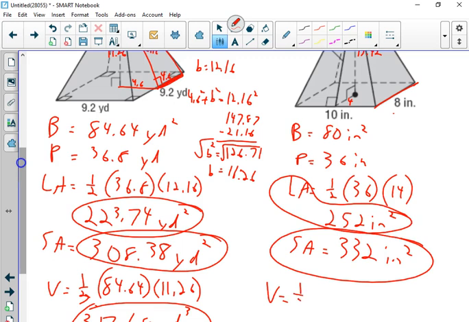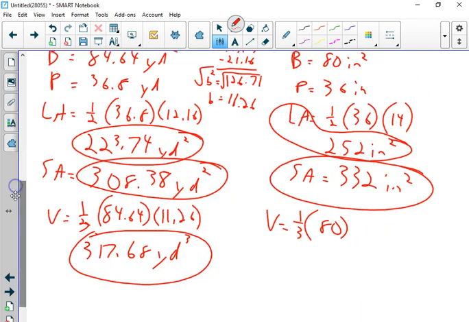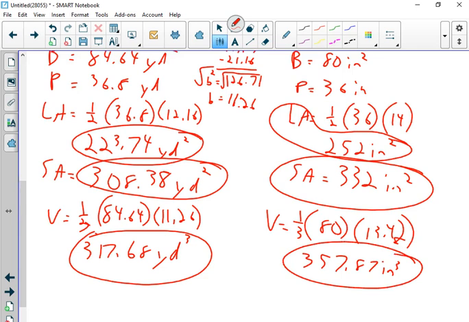And volume is 1/3 the area of the base, which we said was 80, times the real height, which we found to be 13.42. So we take 13.42 times 80 and then divide by 3, which is 357.87 cubic inches. That's our volume.